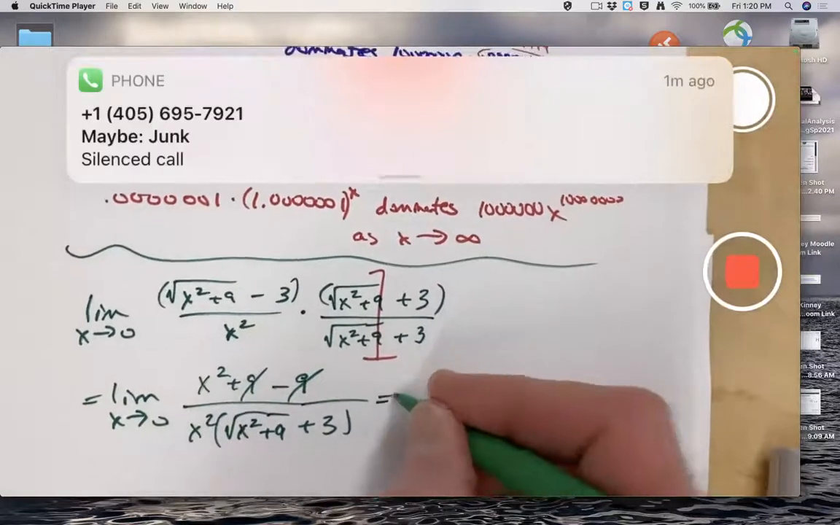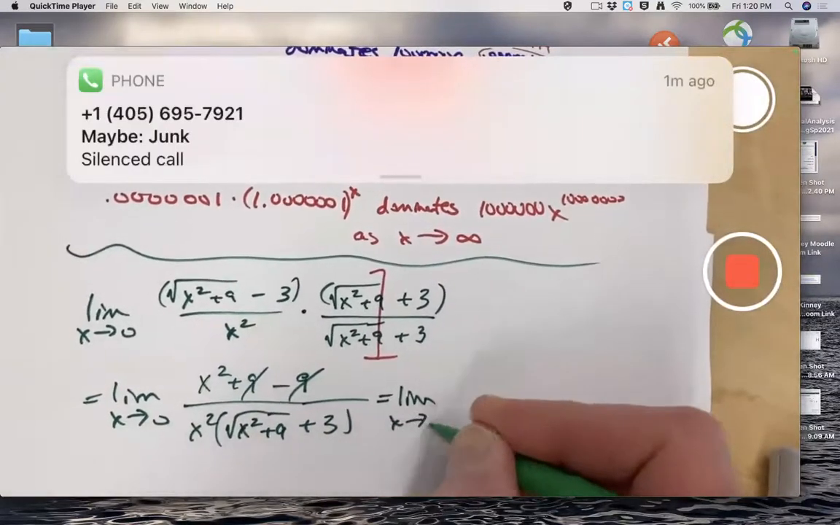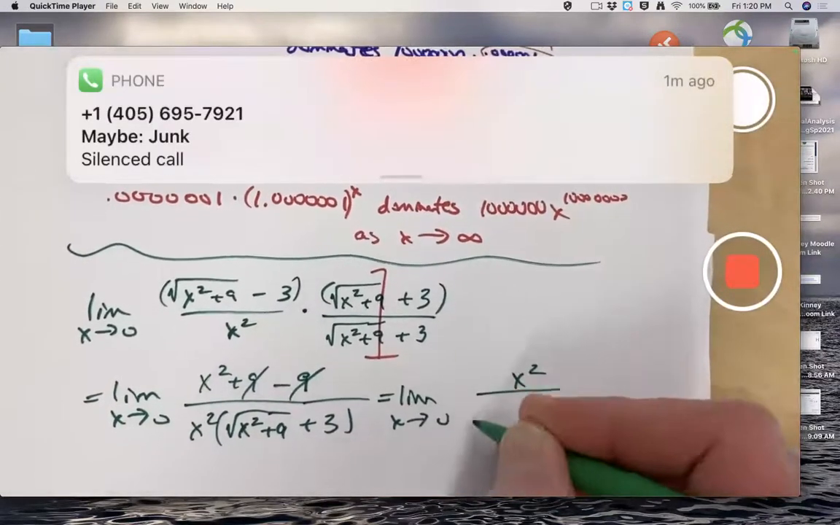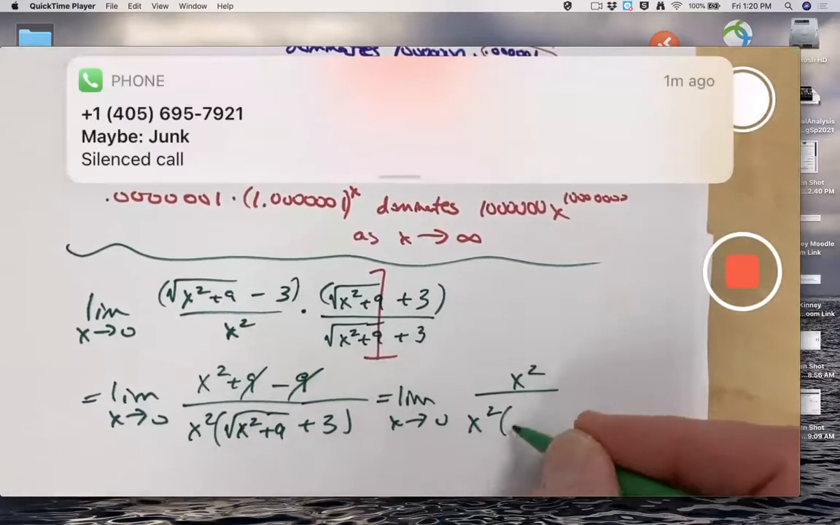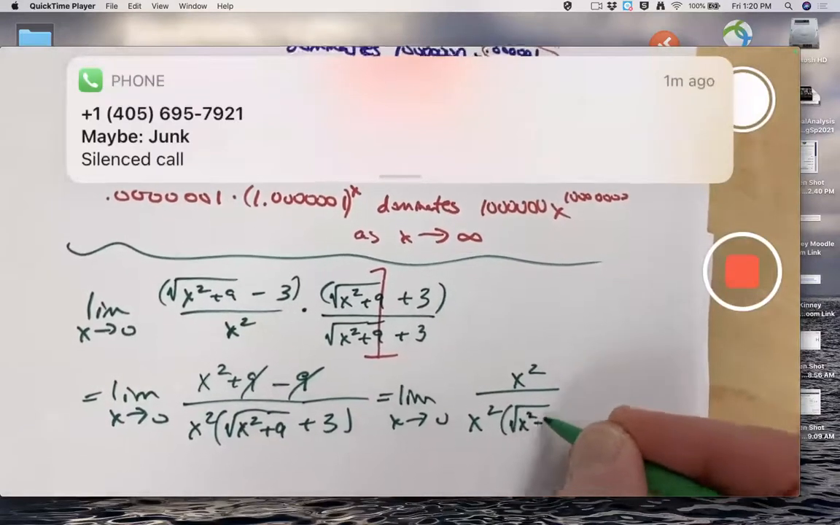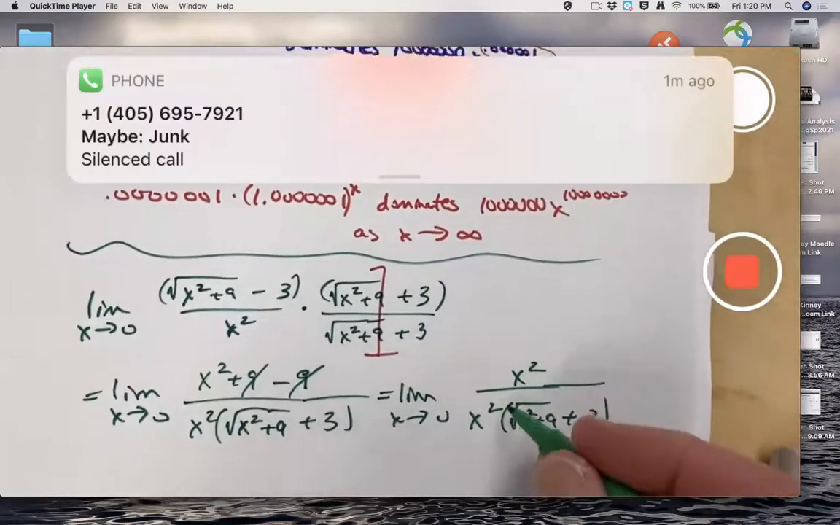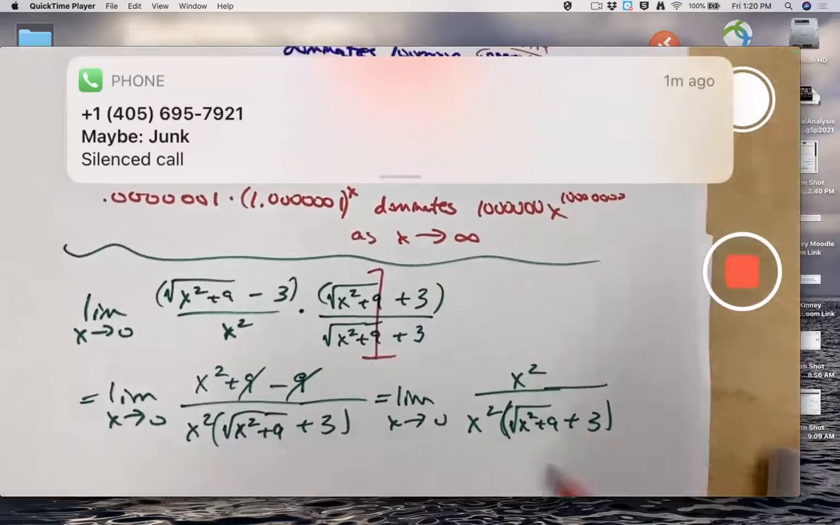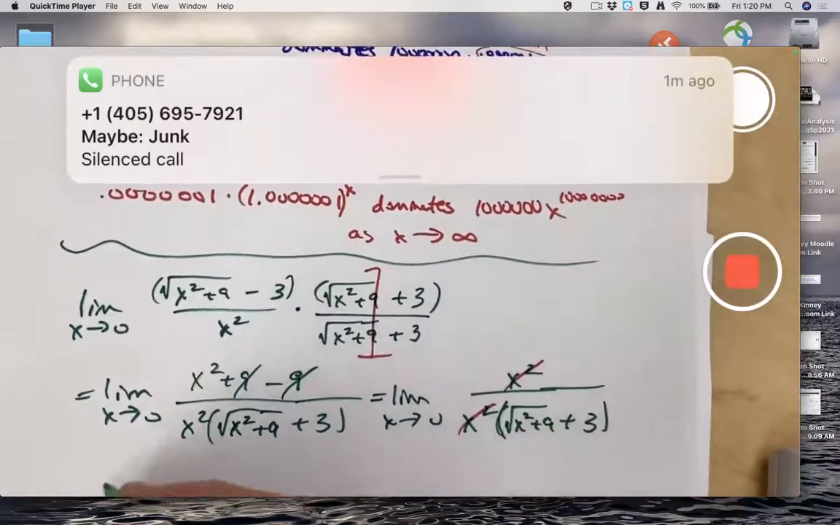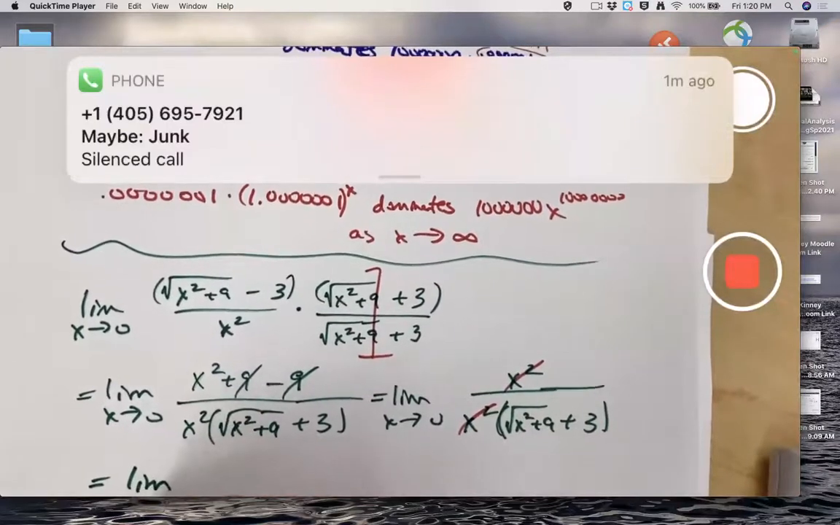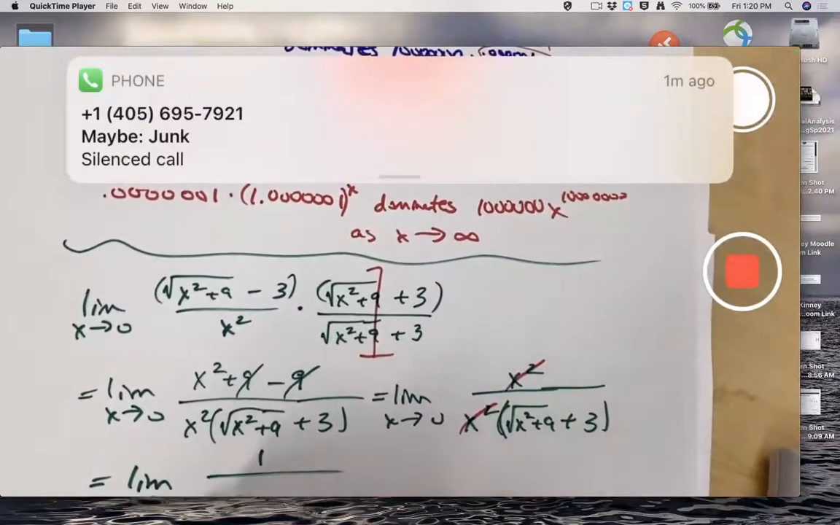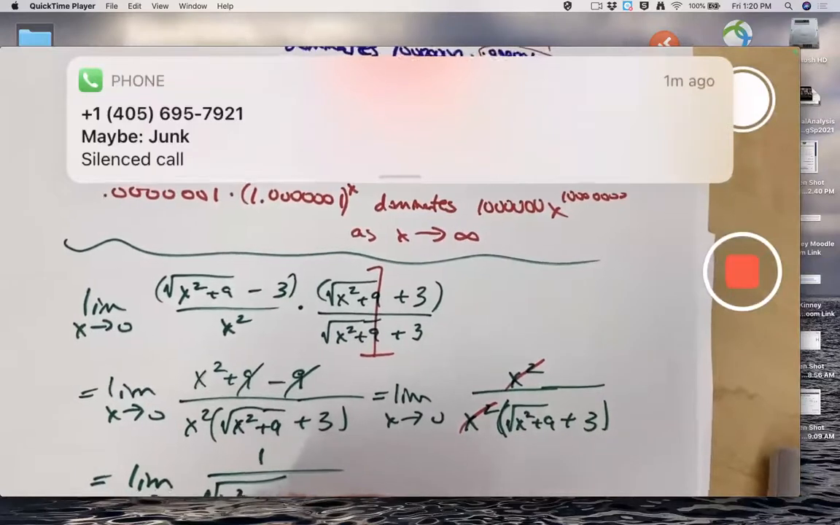When we cancel the 9s, then we realize we can also divide out the x squareds, which is okay to do because remember, with a limit, it doesn't really matter what happens to the function at x equals 0. I can divide out the x squareds there and be left with a 1 on top. And then what I'm left with is continuous at x equals 0.